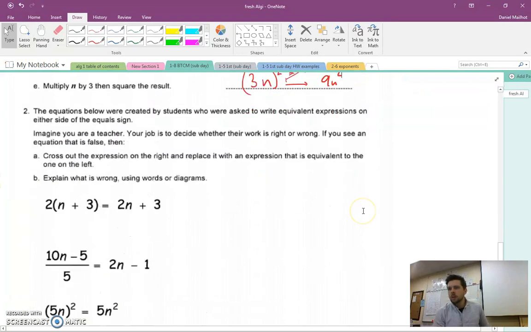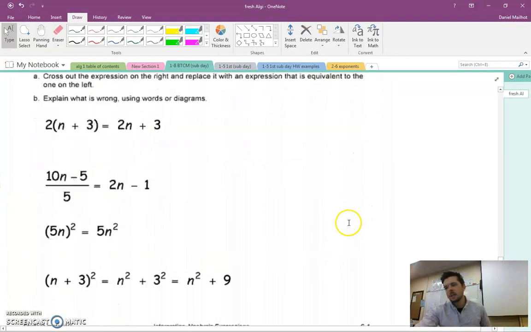The equations below were created by students to write equivalent expressions on either side of the equal sign. Oh, we're starting to get into equations. Imagine you're the teacher. Your job is to decide if their work is right or wrong. If you see an equation that is false, then cross it out and write the correct one on the other side. Explain. I don't have time to explain. Let's just see if we're on the right track and we'll talk about it. See if our talking matches the explaining, okay?